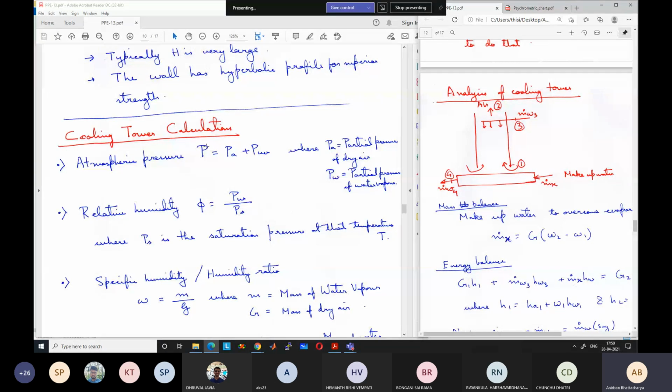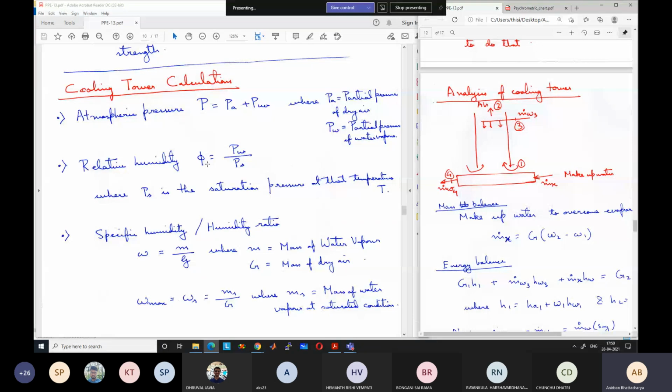Which is equal to the partial pressure of water vapor divided by the saturation pressure of water vapor at the same temperature. So for example, if we are at 30 degrees centigrade and at that temperature we have a certain partial pressure of water vapor, say 2 kilopascal, and the saturation pressure is 5 kilopascal, then the relative humidity is 40%.